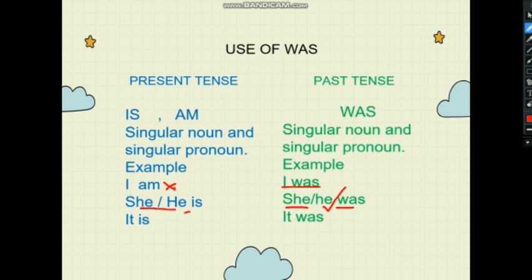she is और he is कब लिखते हैं? जब हम present की बात करेंगे. Then we have it was. Again we are talking about the past, so we will use it was, and remembering that we are using it with singular noun and singular pronoun. Only here the tense is different. Present tense में we are using is and am, और past tense में we are using was.